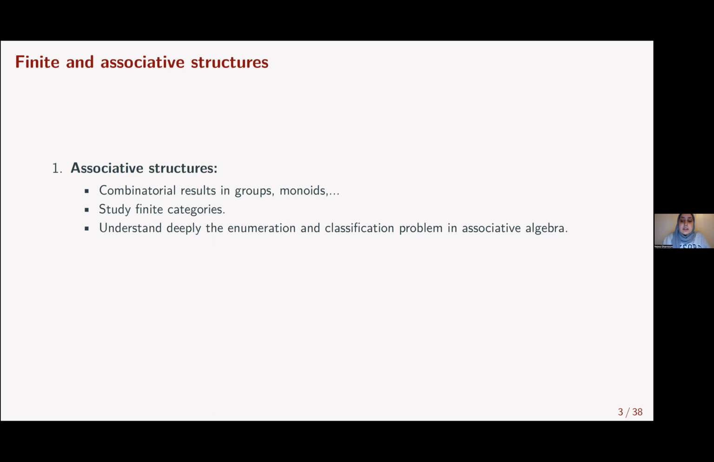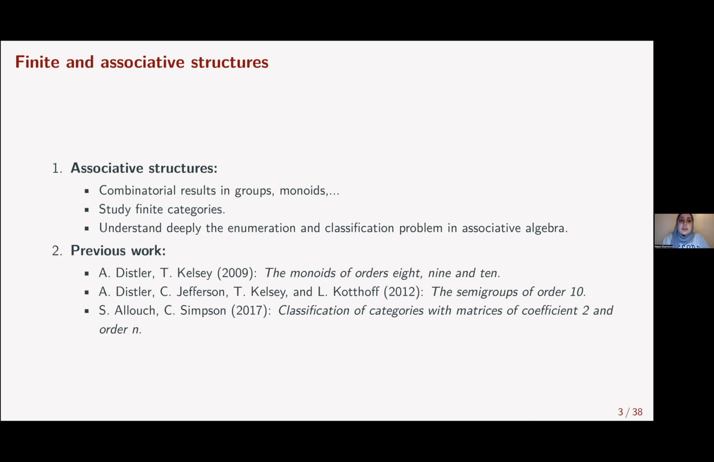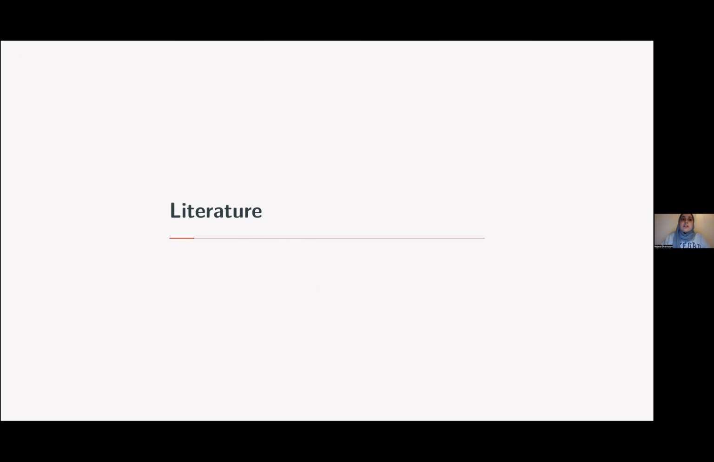And counting associative structures has been a problem for years, and some tried to count by hand, and some used computer algebra systems to solve their problems. For example, in 2009, Distler and Kelsey counted the number of monoids of order 8, 9, and 10. And then in 2012, they counted the number of semigroups of order 10. And in 2017, Alouche and Simpson counted the number of categories such that the number of morphisms between each two objects is 2. And we will be talking about that later also. But we will start with the definition of a category.